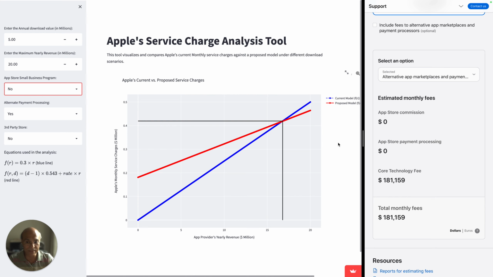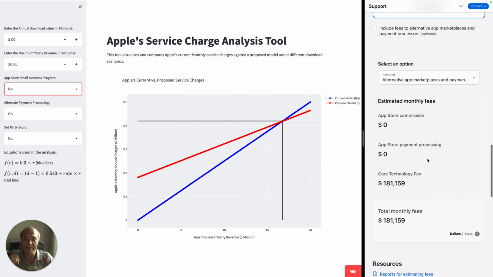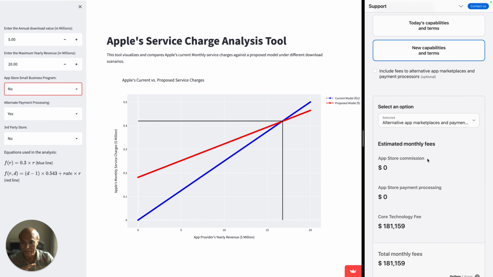Google, by the way, doesn't have the core technology fee because their app store is absolutely free. They don't charge a core technology fee. So if you are going to be part of a third-party app store and if you are going to have a higher download, irrespective of the fact that the app store commission is going to be zero, you are going to still pay very, very large.